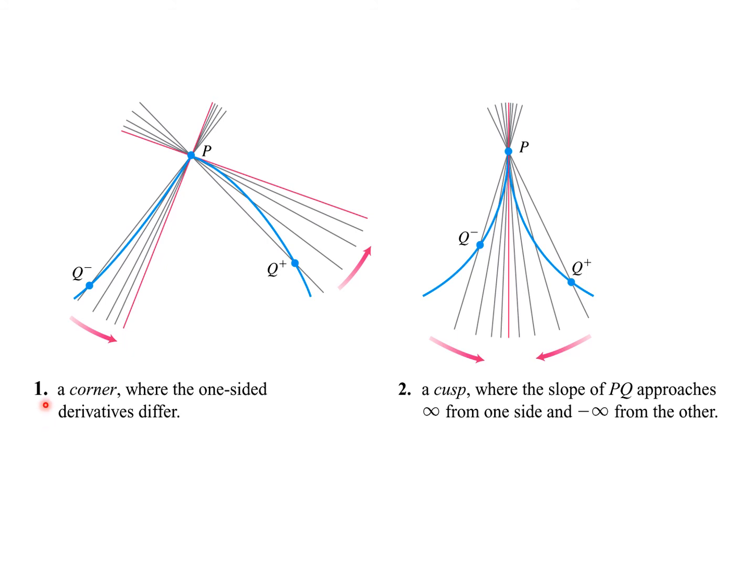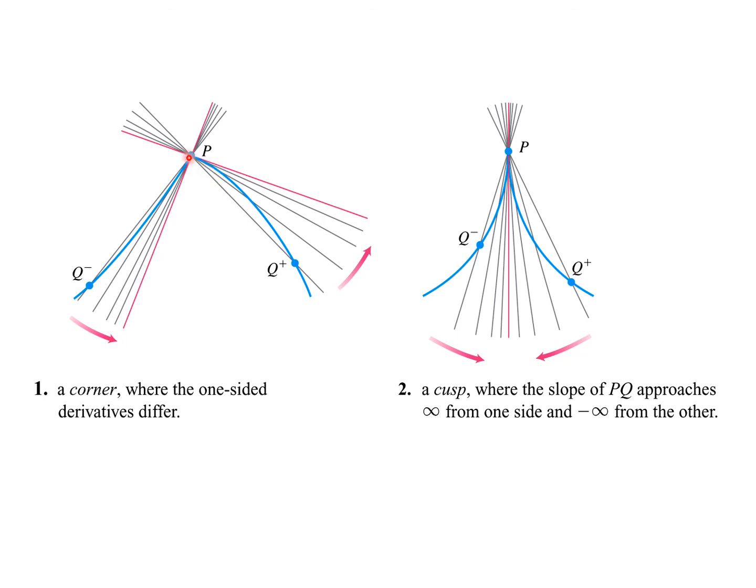Now we're going to take a look at two examples where the derivative does not exist. Number one, a corner. If you look at the corner, the corner is right here. It is sharp. This is a straight line and this is a curve. So this is a corner.